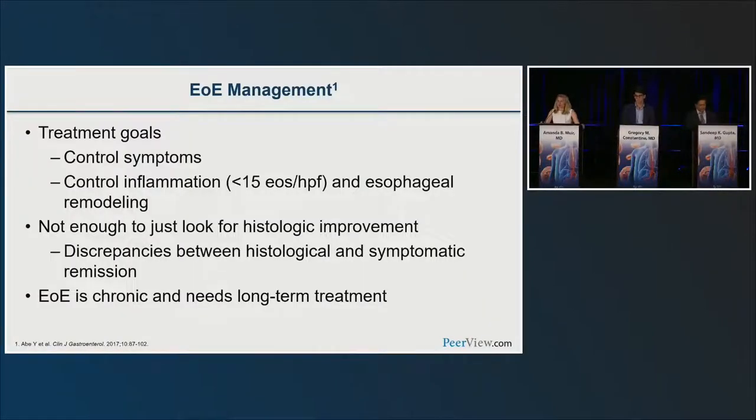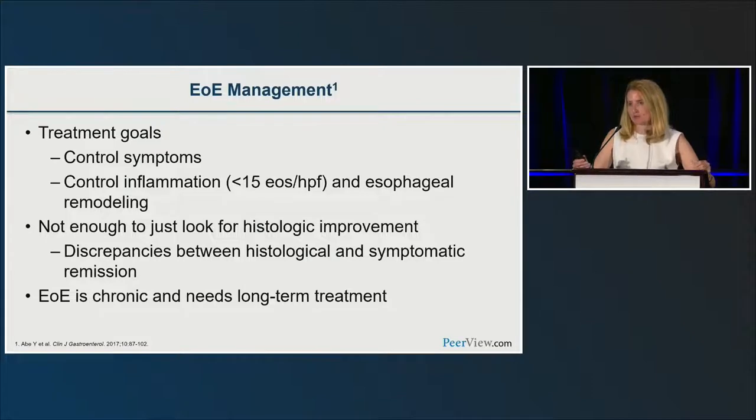So when we think about EoE treatment, we first have to think about what our treatment goals are, and there are multiple goals. First, we want to control symptoms and help patients feel better, but we also want to control the inflammation, and halting the inflammation will hopefully prevent remodeling and the devastating consequences of food impaction and stricture. It's not enough to look for histologic improvement, and it's not enough to look for symptomatic improvement. Really, there needs to be both.